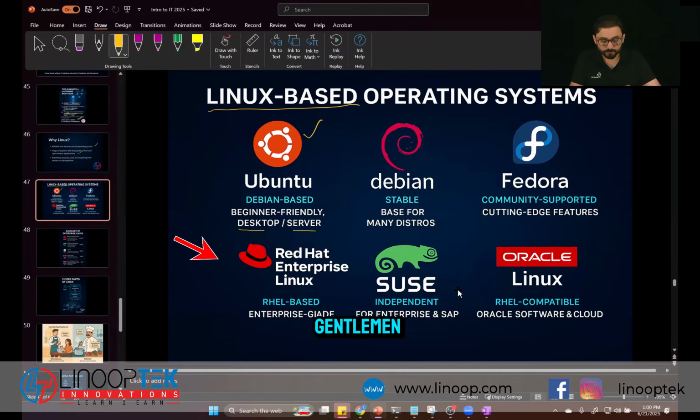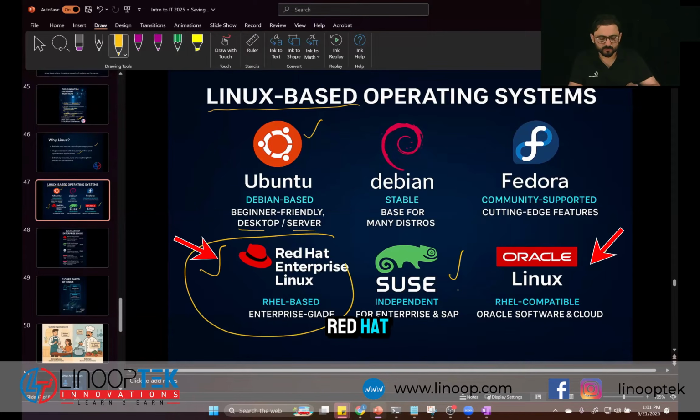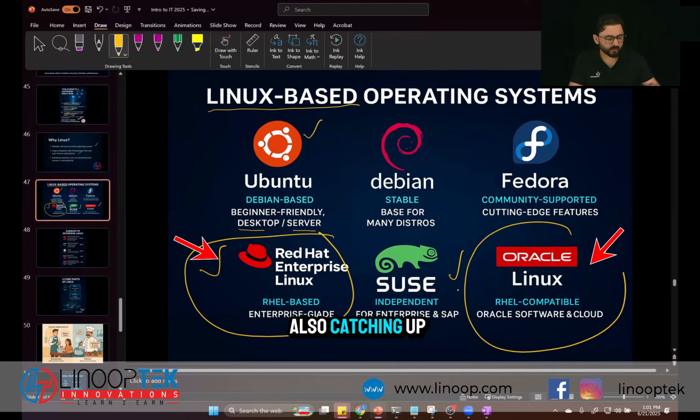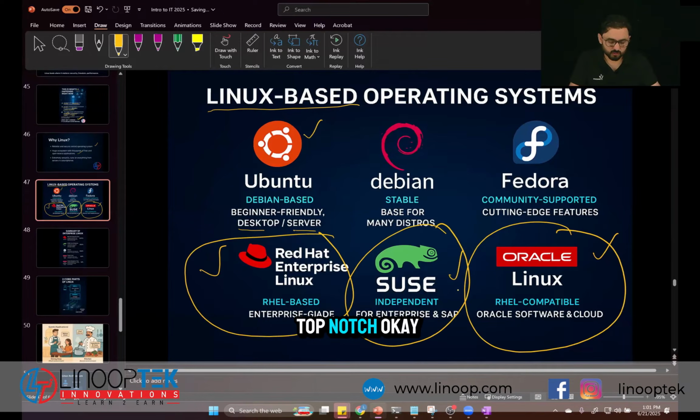Therefore, ladies and gentlemen, Red Hat and Oracle and SUSE, they are the top notch. In the US, there's a big demand for Red Hat. And Oracle is also catching up now. In Europe, SUSE is the top notch. Okay. And so these are some of the enterprise companies. By the way, Red Hat is owned by IBM now.